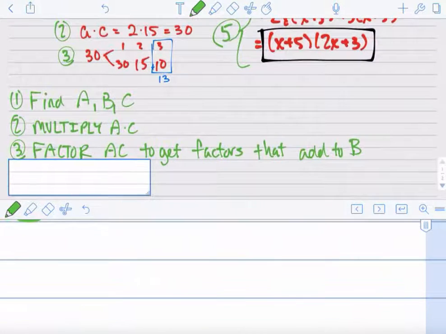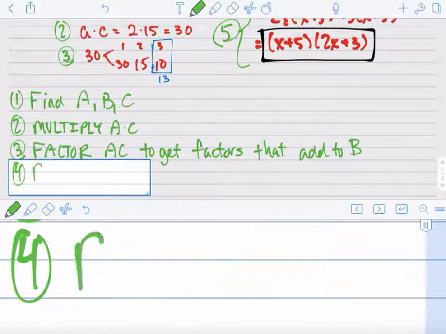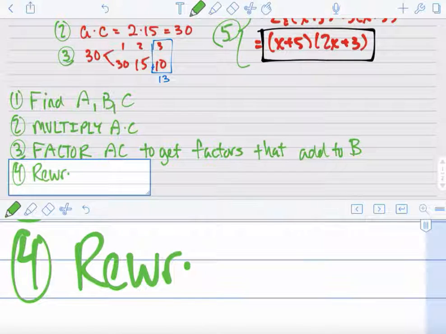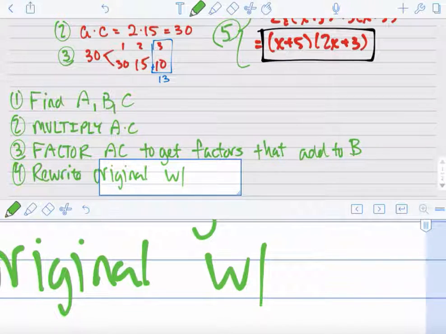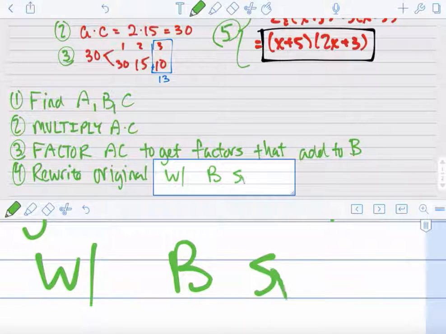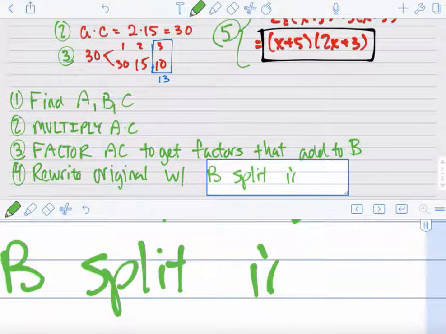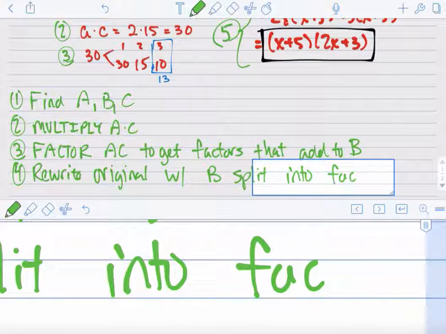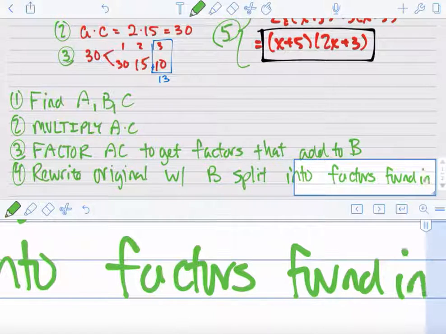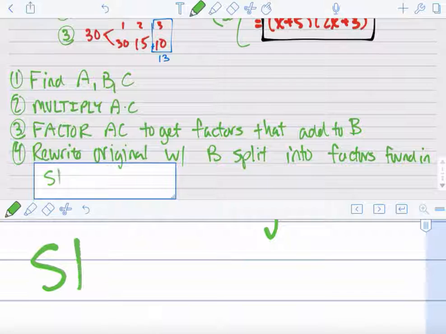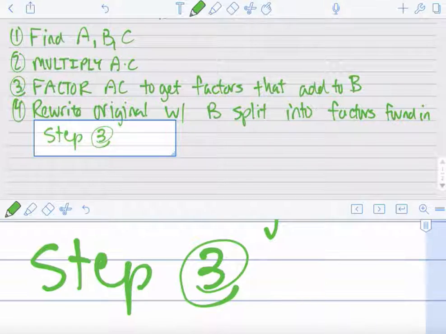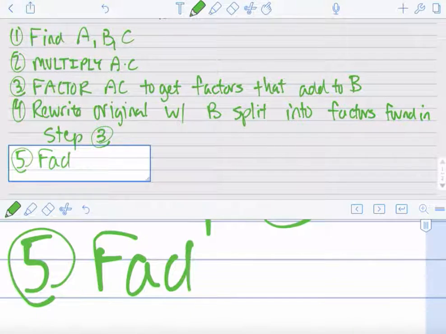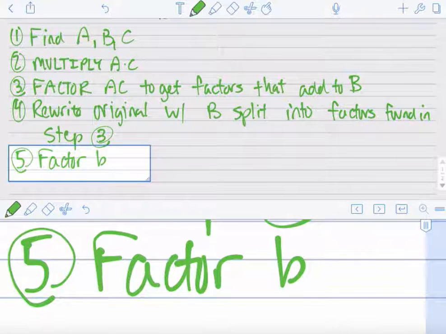Okay, that was my third step. I found 3 and 10 on my problem. Fourth step is rewrite the original with B split into factors found in step 3. Okay, and then once I do that, and everything else we've already covered, because that is just factor by grouping.